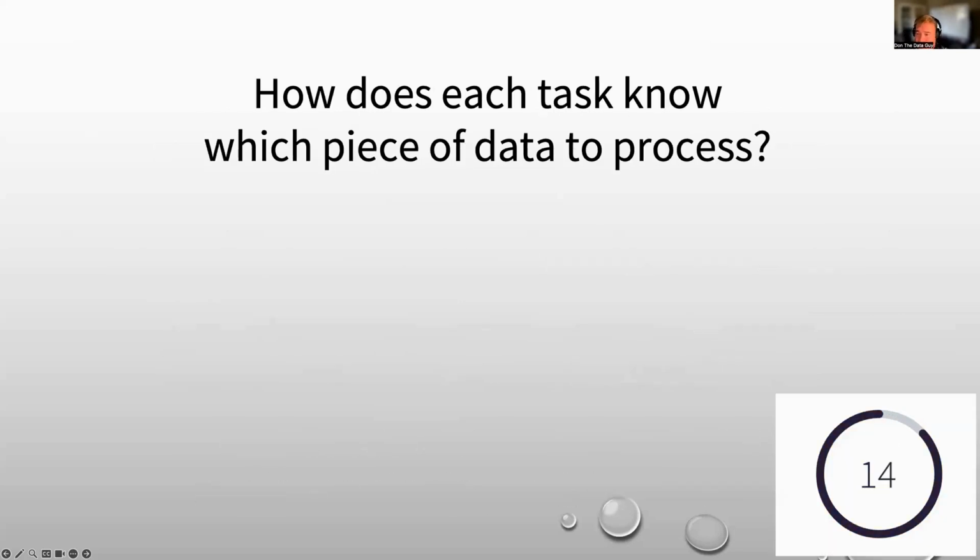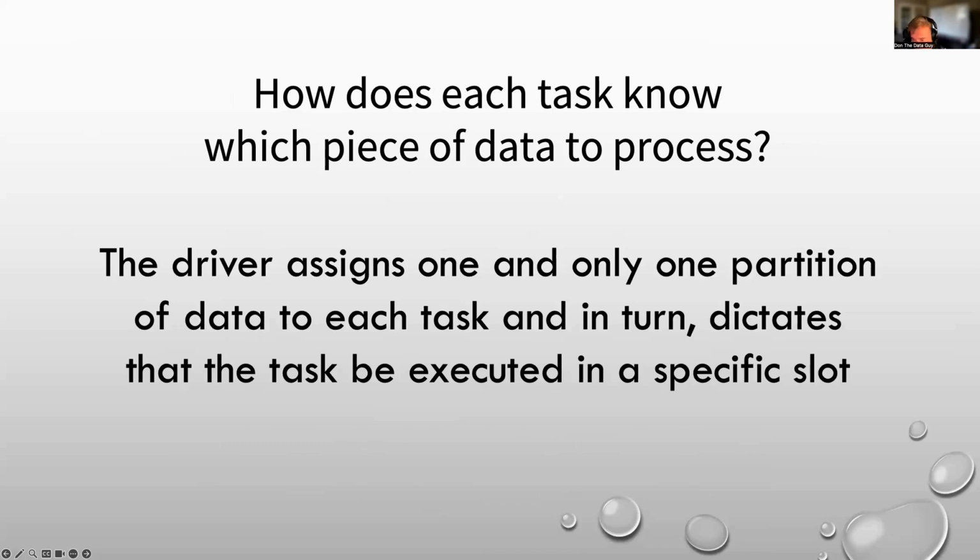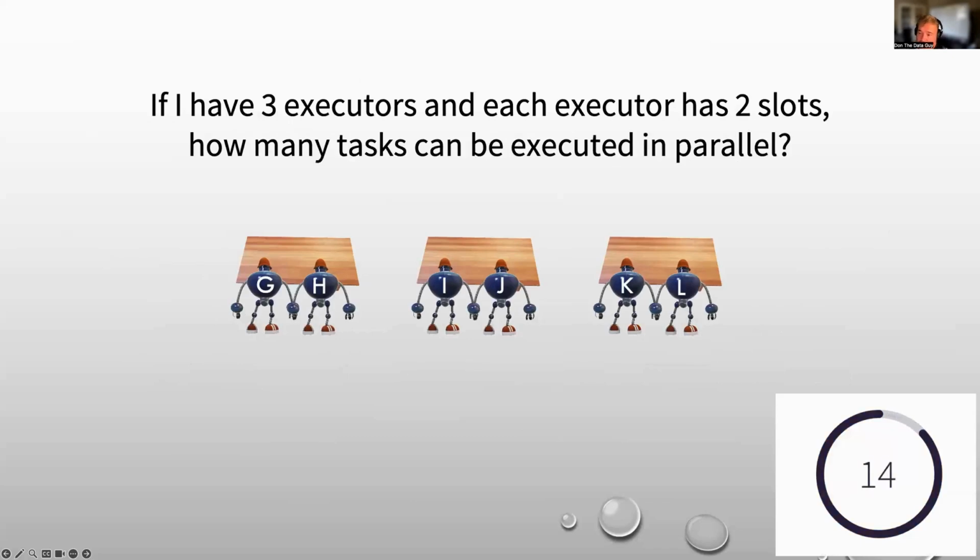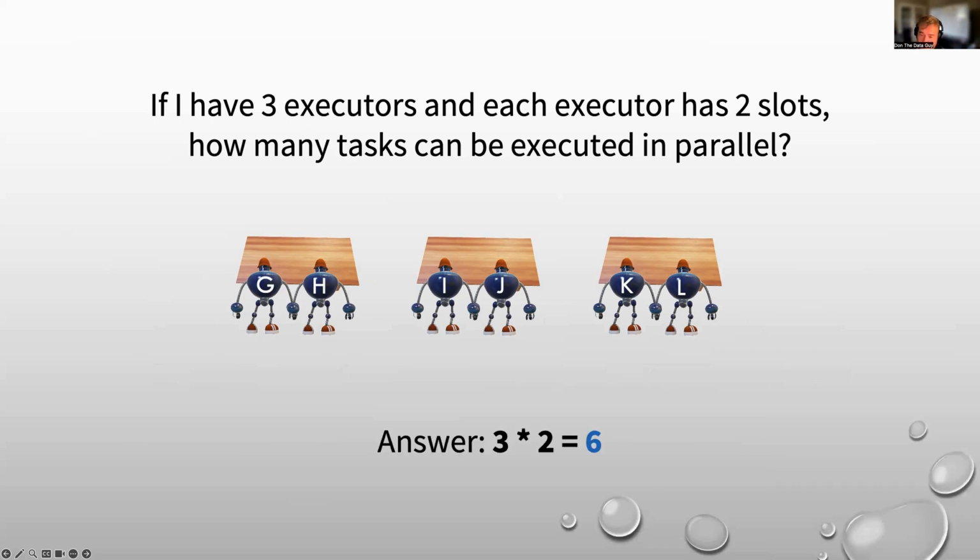So we talked about that. Now let's look into how each task knows what piece of data it's supposed to process. And as you might imagine, that's going to come down to the driver. The driver is going to assign that and ultimately keep track of whether or not that work is done. And that's really the whole role of the driver. So in this case, let's say we have 3 executors with 2 slots. Well, of course, we can process in parallel 6 tasks. And that's important as you're sizing your cluster and trying to understand just how big your cluster should be.